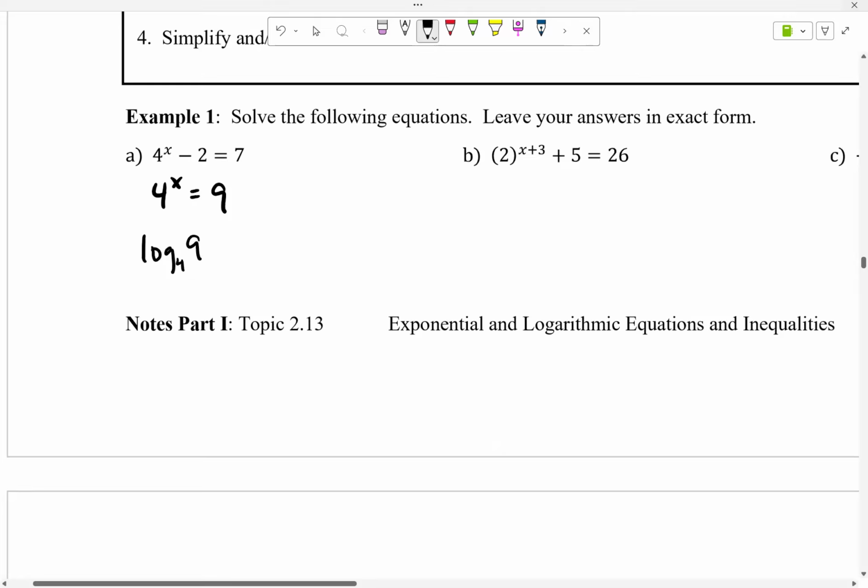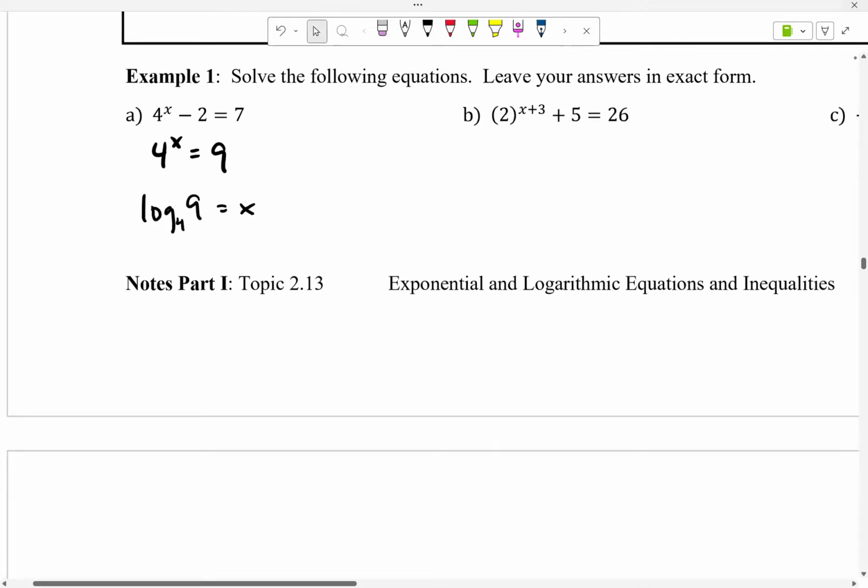Log base 4 of 9 equals x. And you put a box around it. Okay, are we good with that? Yes. It just so happens here, once you change it from exponential to logarithmic, it's solved. So there's nothing else to do except put a box around it.